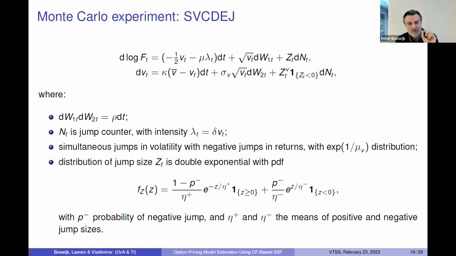We assume that there's only a single latent state variable because the intensity is assumed to be proportional to the same stochastic volatility. So there's just one process. And there's a complicated looking double exponential distribution for the jumps in the stock price, which we have used in these simulations. So this is how we generate our data, first for the underlying, and then from that and from the model, the option prices, and then we add a little bit of noise to it and run our procedure. On the next slide.